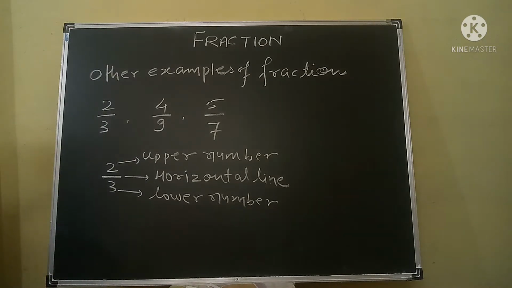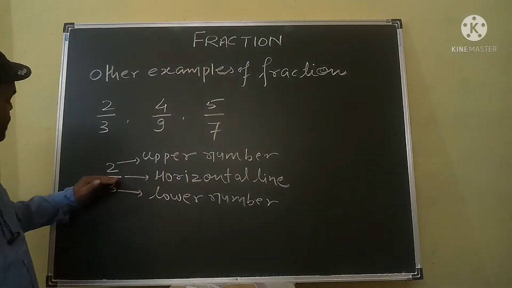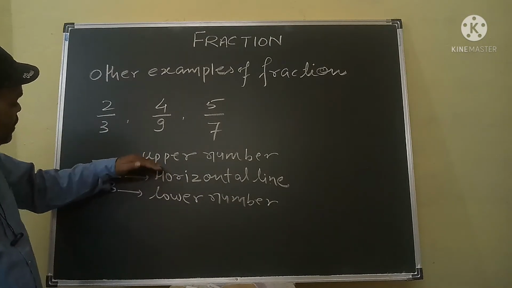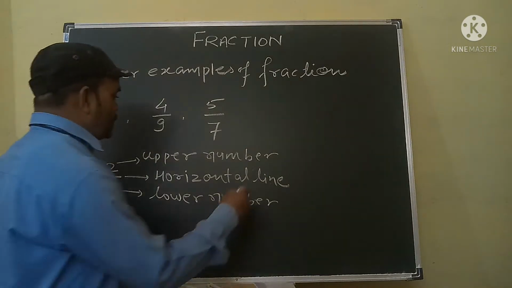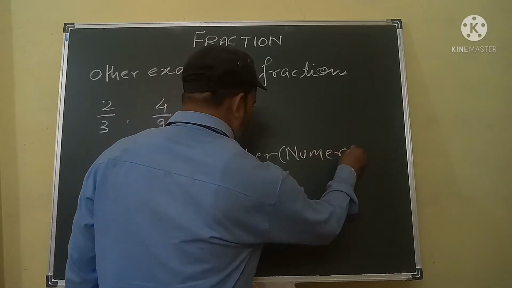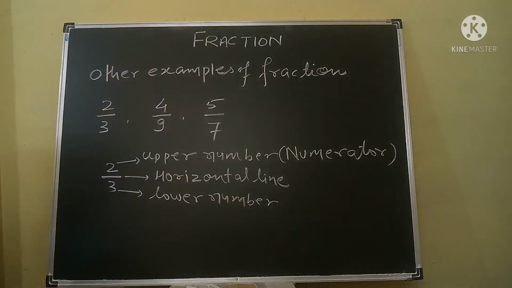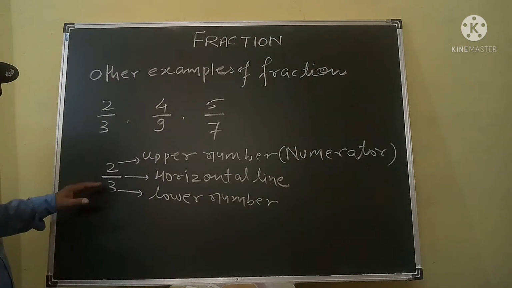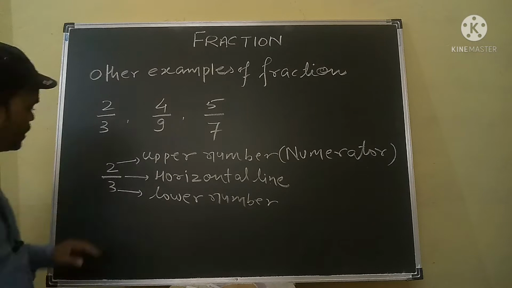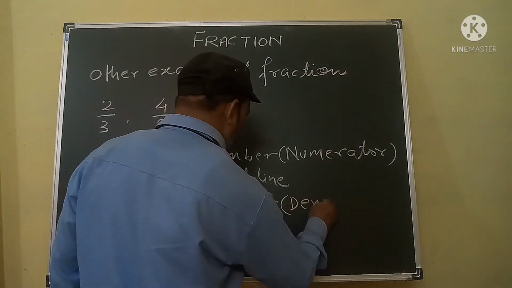So my dear student, which number is above the horizontal line? That number is called the numerator. And which number is below the horizontal line? That number is called the denominator.